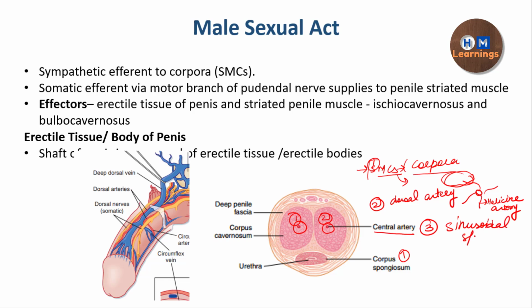So what are sinusoidal spaces? They are basically the large enlarged part. So if this is the artery, they end into large spaces, and then from there the vein arises. So these are the sinusoidal spaces. And the fourth part is that they are containing the dorsal vein also.